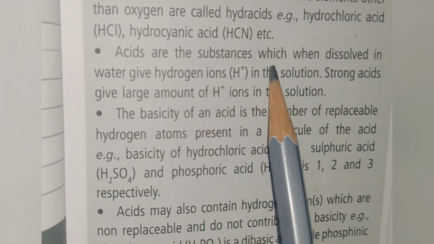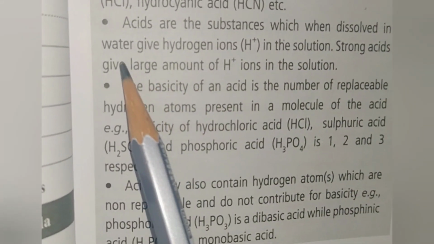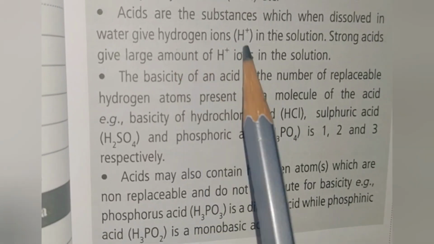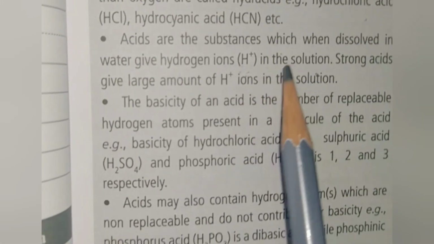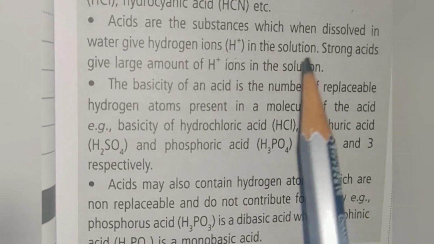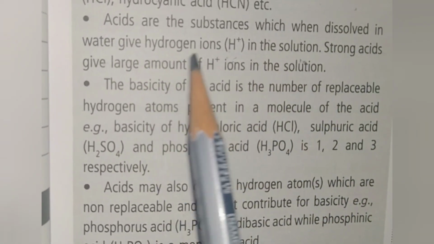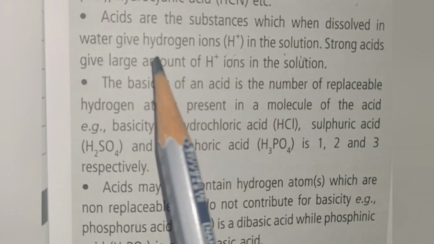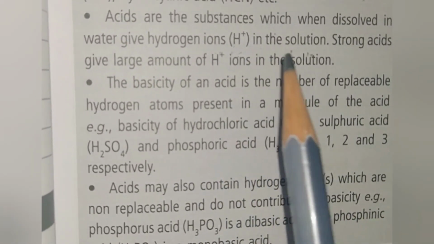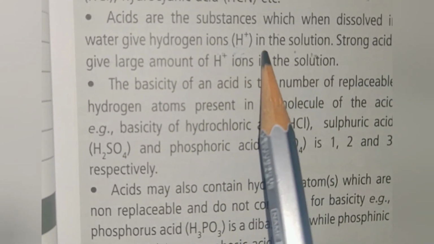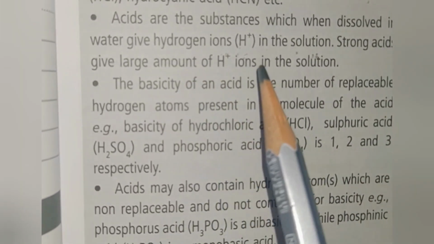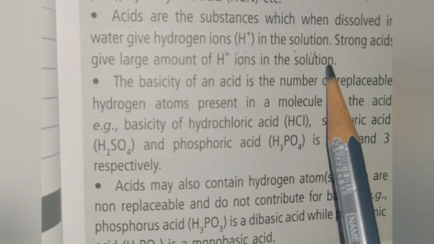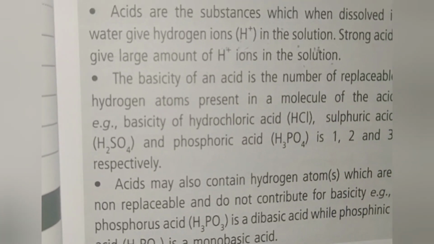Acids are substances which when dissolved in water give H plus ions. Hydrogen ions means H plus ions in the solution. And this definition was given by Arrhenius. Arrhenius states that we call acids those substances which furnish H plus ions in solution, and the substances which furnish OH minus ions in solution we call bases.